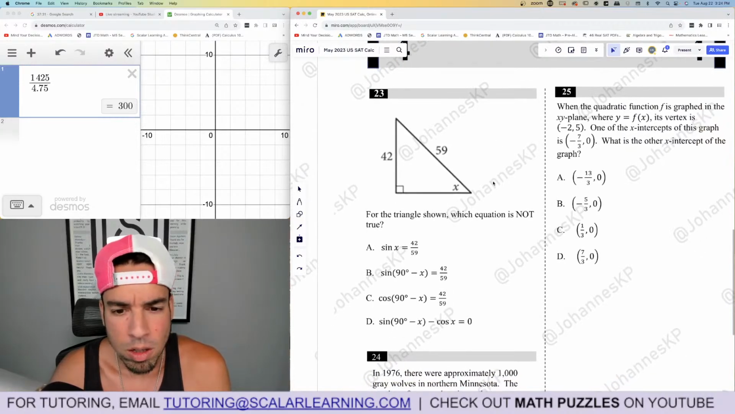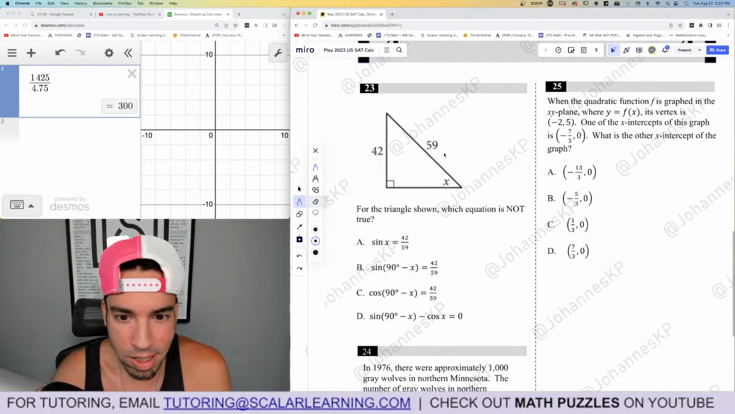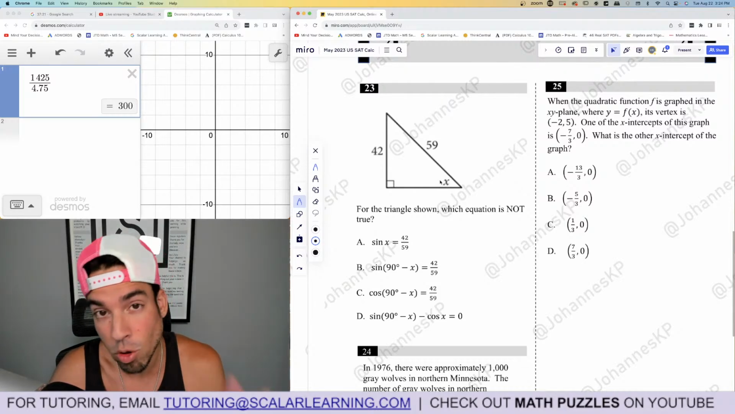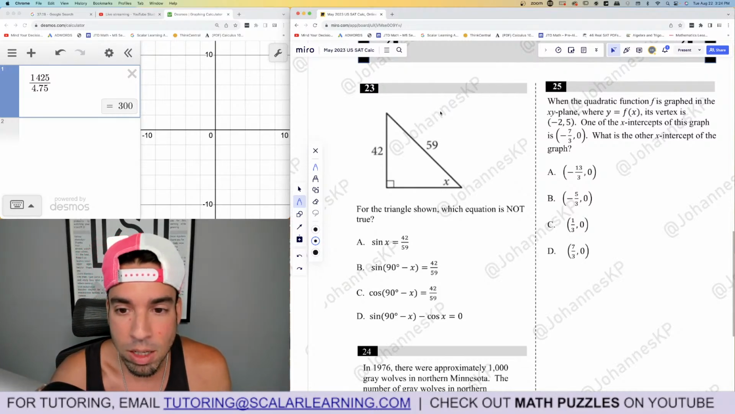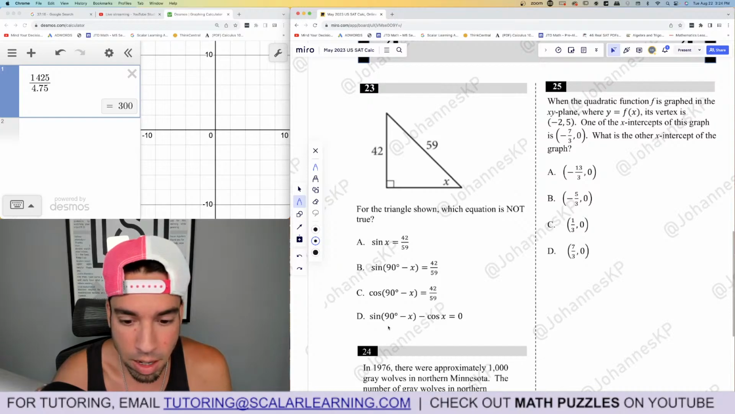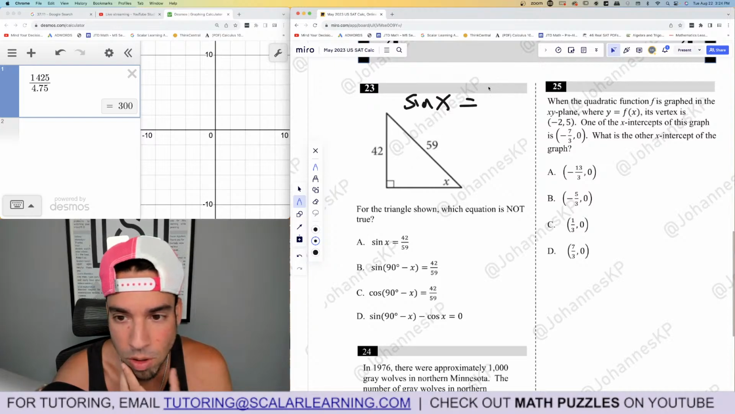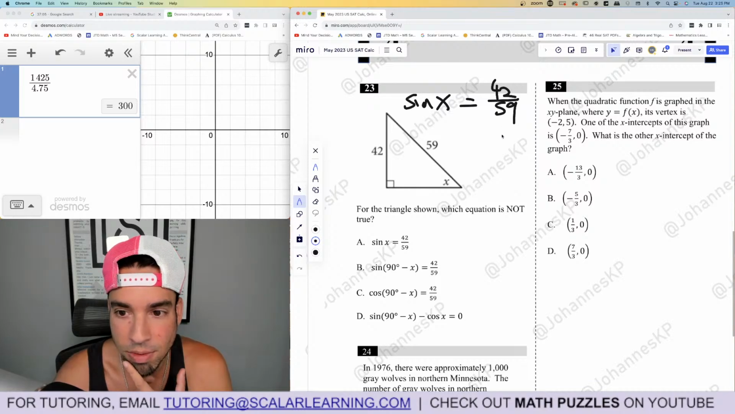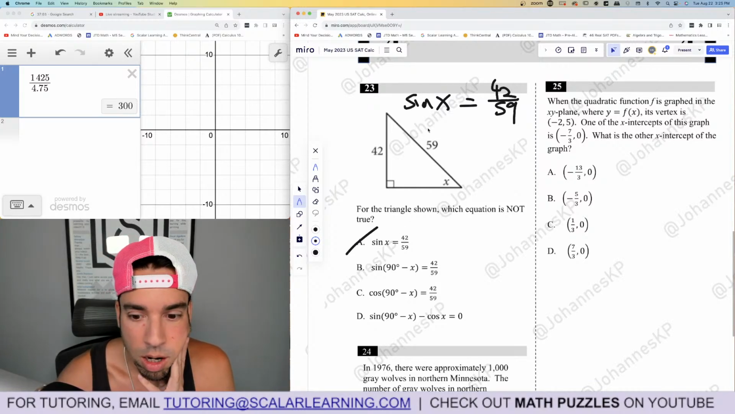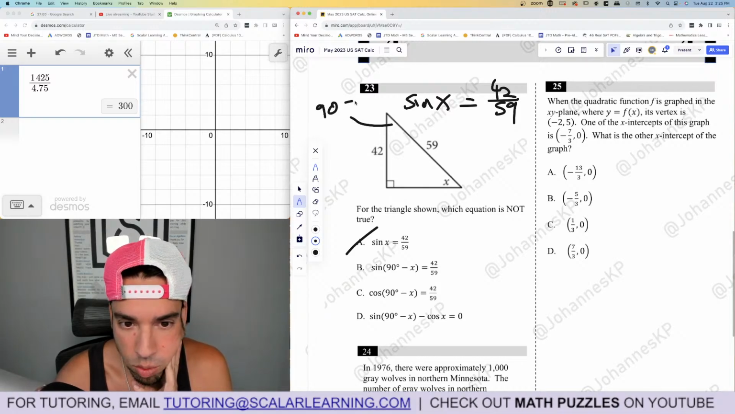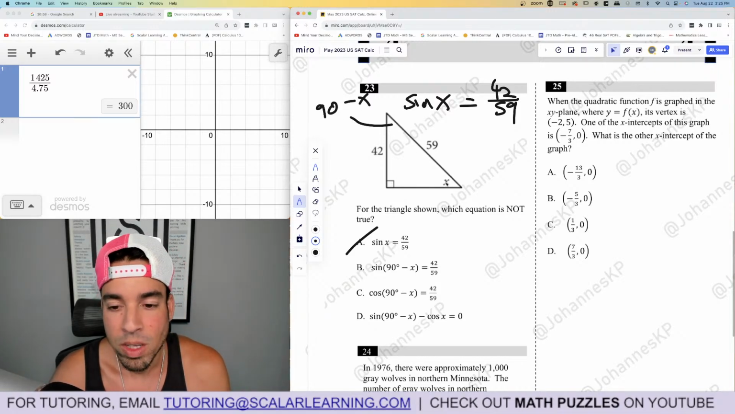23. For the triangle shown, which equation is not true? Right triangle, 42, 59. And we got a little trig action going. So let's start with what is true. They have sine of x. Sine of x is equal to opposite over hypotenuse, 42 over 59. So this is definitely true, and that is this one. So that's out. This is 90 minus x, right? It's the complement because this is 90. This is something, and all three have to add up to 180, so this is 90 minus x.